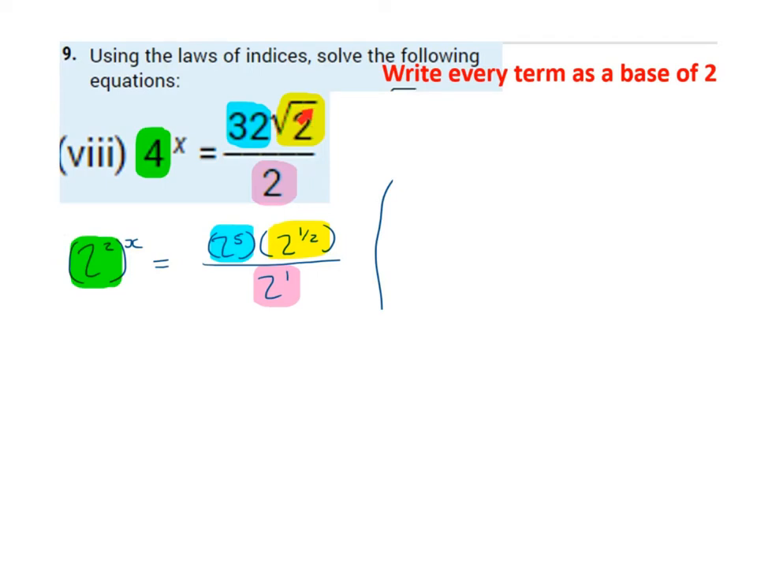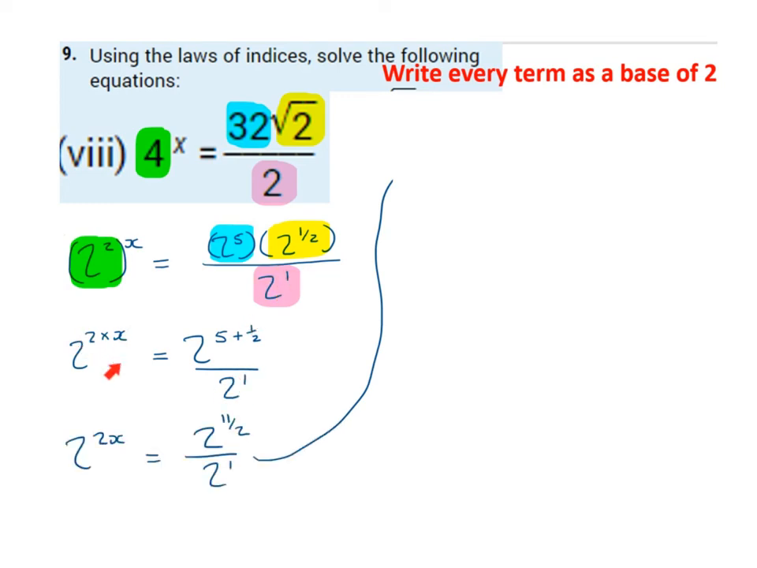The square root of 2 we rewrite as 2 to the power of a half. The square root of anything can be rewritten as that number to a power of a half. And that's all divided by 2, which we rewrite as 2 to the power of 1. So on the left of the equal sign, we're raising a power to a higher power, so we multiply the powers. So we have 2 to the power of 2 multiplied by x. And on the right hand side, we're multiplying two powers with the same base, so we add the powers. So 2 to the power of 5 plus a half. And 2 to the power of 1 just stays the same.